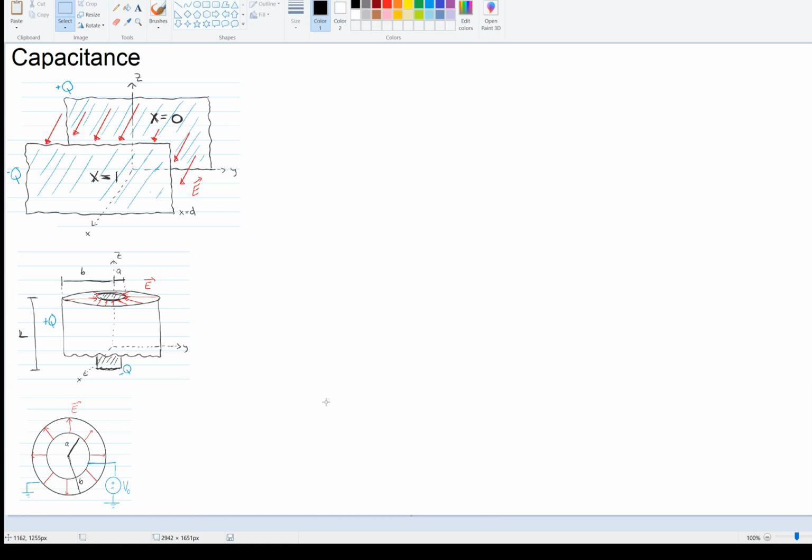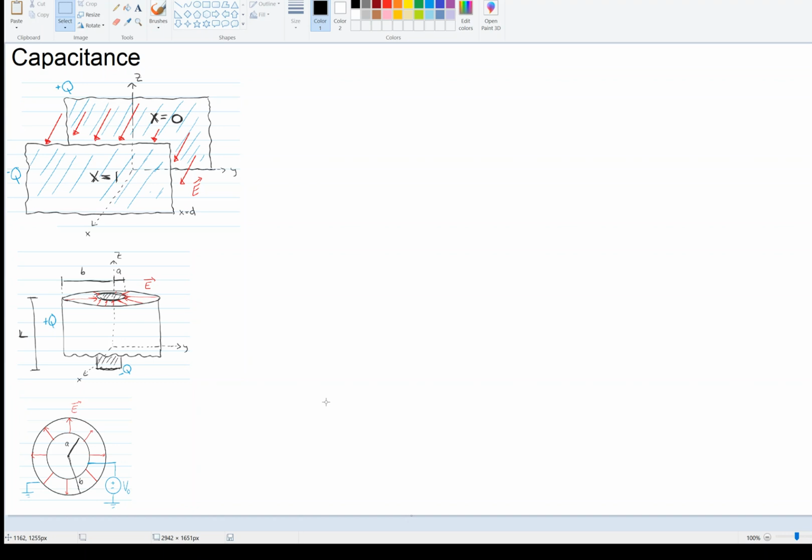So first of all, a capacitor is a circuit element whose job it is to store energy in an electric field. It does this with two conducting surfaces that are usually parallel to one another, and we call these conducting surfaces plates. The plates do not have to be flat. They can be curved as long as they're parallel.